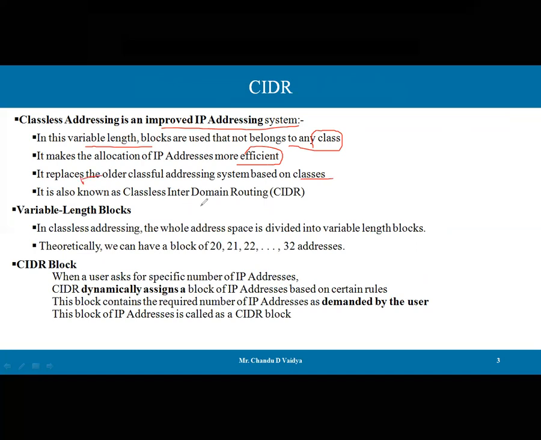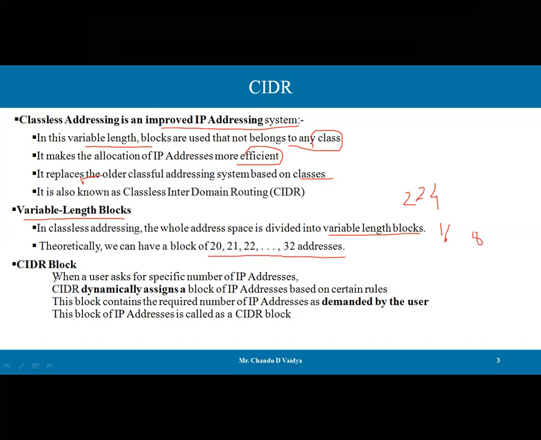It is also commonly called CIDR notation. What is new in this particular CIDR notation? Variable length blocks are available. In classless addressing, the whole address space is divided into variable length blocks. Typically, with classful addressing we can have 2 to the power 24, 2 to the power 16, 2 to the power 8 blocks available. But here, theoretically, we can have a block of 1, 2, 4, 8, up to 2 to the power 32 addresses. So there will be a sequence of addresses, as per the requirement.